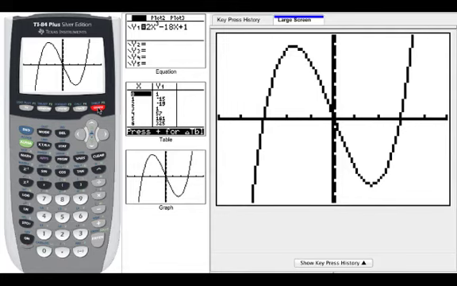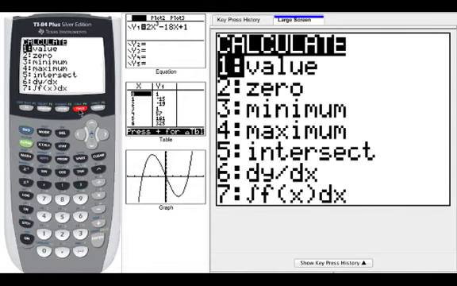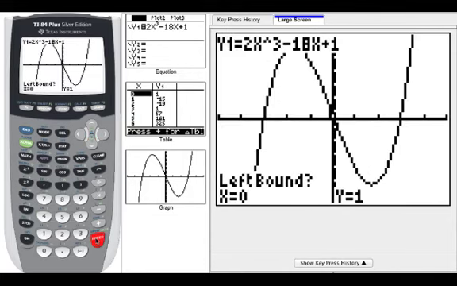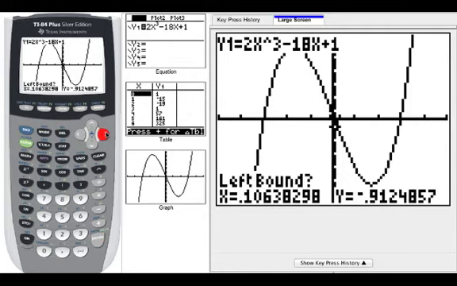So if we hit the second key and the trace key, it's going to take us to this menu where you can see, if you go down to 3, there's minimum. So if we select that, press enter, and we go back to the screen, you'll see that the cursor is blinking. And the minimum is going to be the one that's here to the left of the y-axis. So if we were to just scroll on the graph here, you can see the cursor is moving. And it's asking us a question at the bottom of the screen.